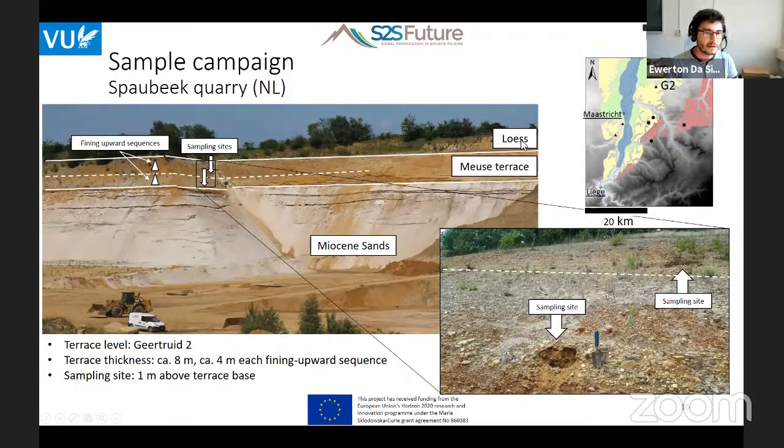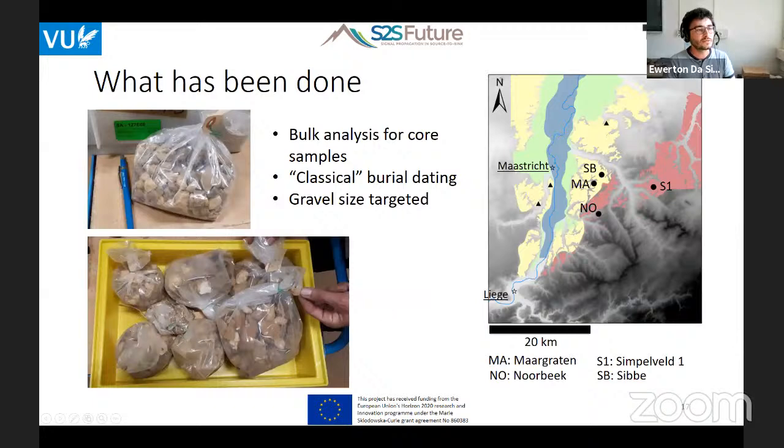Here we have something similar. So loess on the top of the Meuse terraces. The terrace here is the Geertruid 2 level. And what is interesting here is that we found two fining-upward sequences, each one of them approximately 4 meters thick. And like in the other setting, we made sure to sample 1 meter above the terrace base level. And here just one example of a sediment core sample.